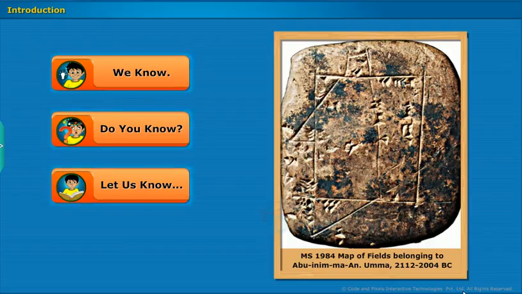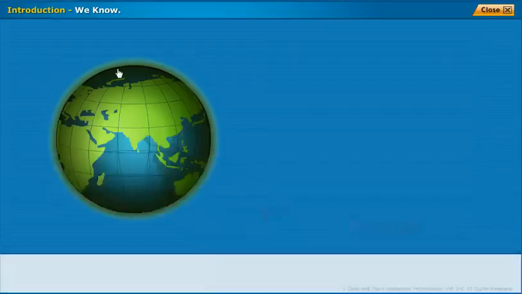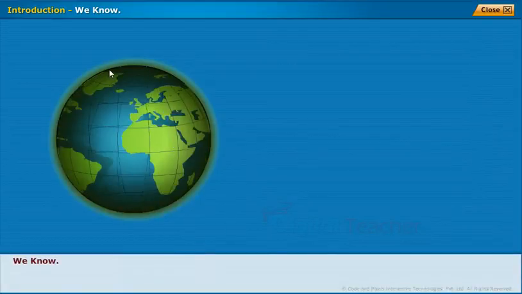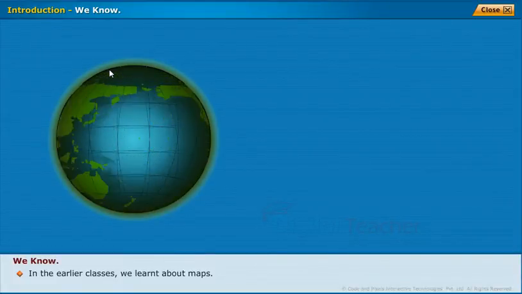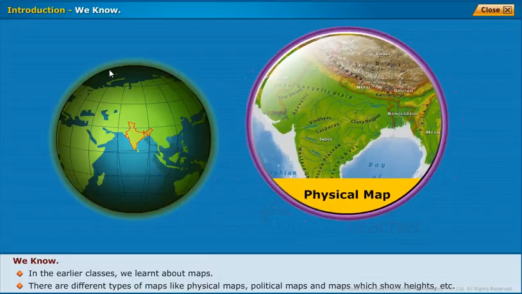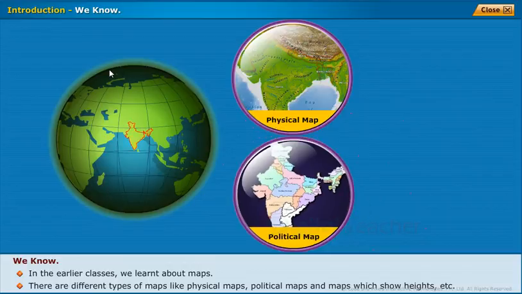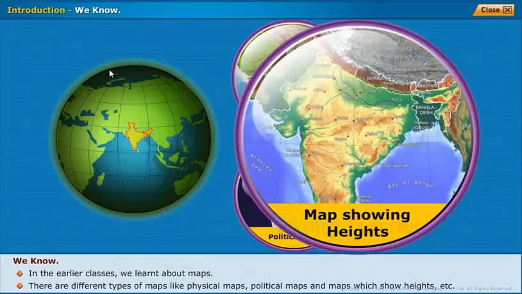Introduction. Before entering into the chapter, follow the instructions shown on the screen. Click each tab to know more. We know, in the earlier classes, we learnt about maps. There are different types of maps like physical maps, political maps, and maps which show heights, etc.